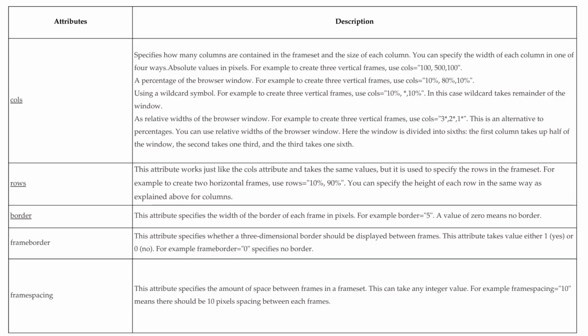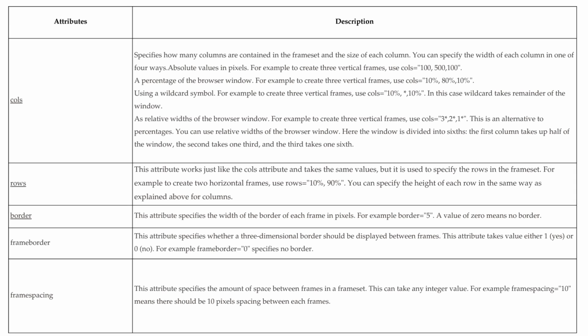As relative widths of the browser window. For example, to create 3 vertical frames, use cols="3*,2*,1*". This is an alternative to percentages. You can use relative widths of the browser window. Here the window is divided into sixths. The first column takes up half of the window, the second takes 1/3, and the third takes 1/6.